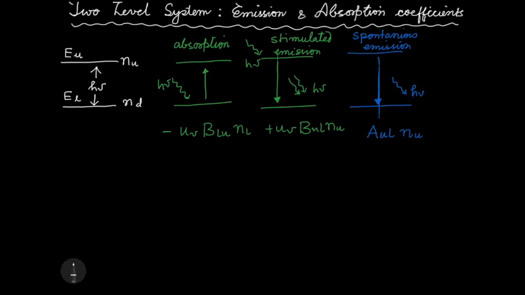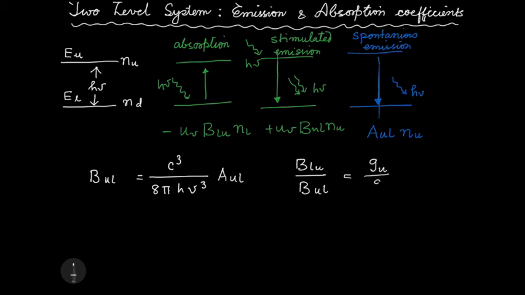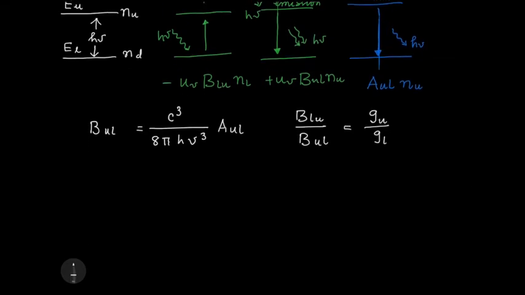Let me also remind you of how the A and B coefficients are related, because we have to use that shortly, which we arrived at last time by considering equilibrium. B_UL is given by c cubed over 8 pi h nu cubed times A_UL, and B_LU by B_UL is g_U by g_L.